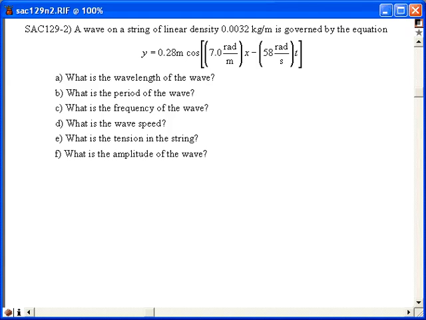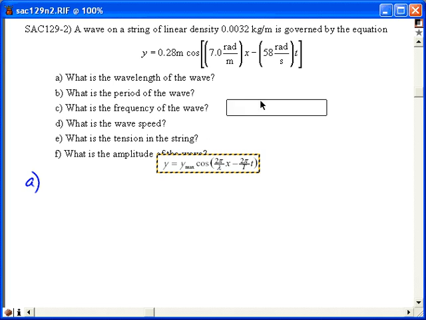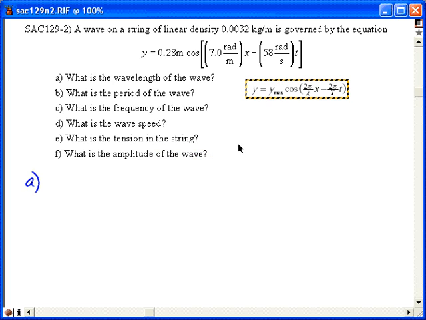Problem 2. We're given a wave equation for a specific case, and we're asked for the wavelength of the wave in part A. Let's go ahead and find that. What we can do is take a look at the generic equation for a wave from your formula sheet and identify some of the pieces. We're actually asked for a lot of things here. I'll go ahead and identify a bunch of them.